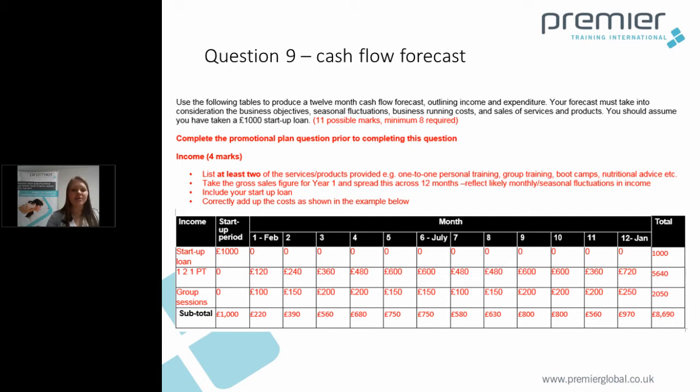Finally, for this, you need to make sure you include a startup loan. So in the question brief at the beginning, it does say, imagine you have taken a £1,000 startup loan. This goes under the startup period, just as the example shows in front of you. For the remainder of the 12 months on the cash flow forecast, you do need to enter 0, as you won't be earning any more money on the loan during those months.